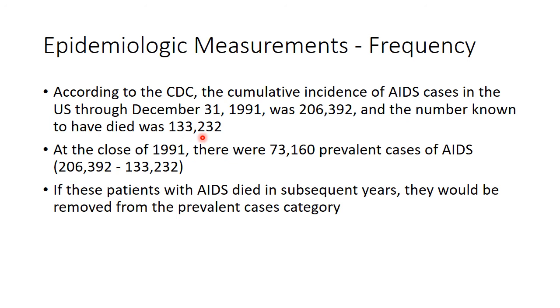So if you were wanting to see what the prevalence was at the end of the study period, you would see that it would be 73,000 people, because basically you just take the cumulative incidence and subtract the number of people that had died from that. So the 73,000 were all the people who were left alive, essentially. And of course, if they had died, say, in subsequent years, they would have been removed from the prevalent cases category. But because we only went up to 92, they were still considered to be alive and considered to be prevalent at that point.